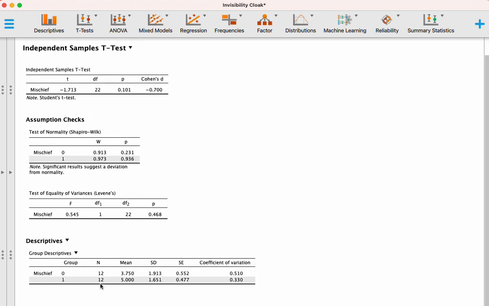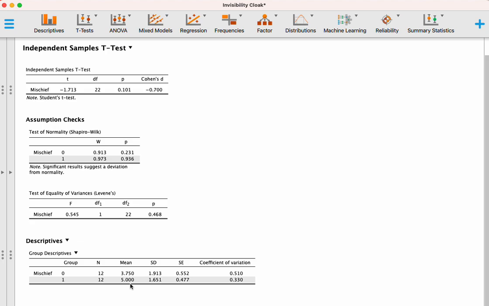So these are our means and standard deviations. And this is what you will also report in APA format. So group is going to be which level or condition they were assigned to. So remember, 0 was the no cloak group. And they committed on average 3.75 mischievous acts, which is less than our cloak group, coded as 1, who committed on average 5 mischievous acts.